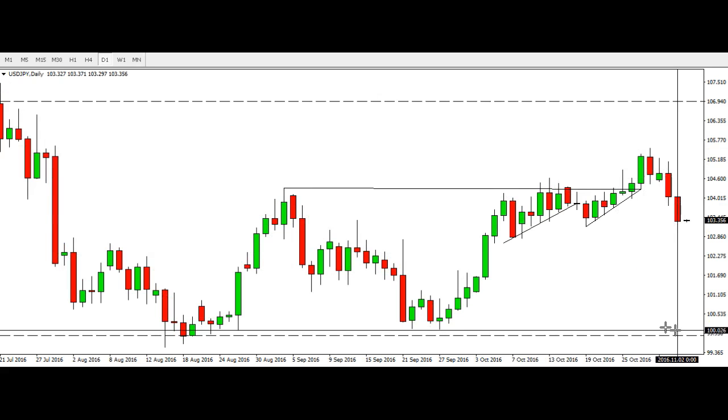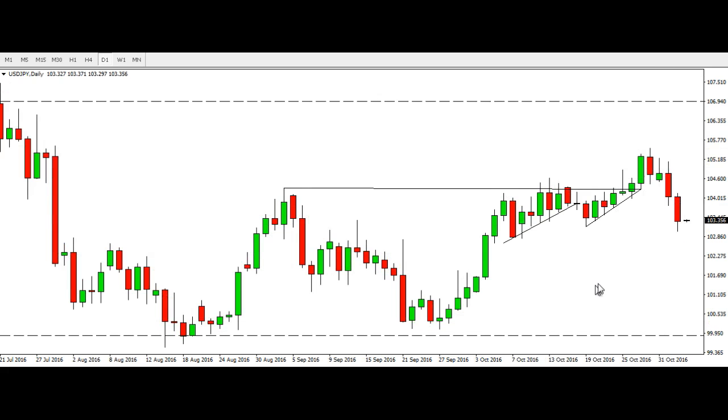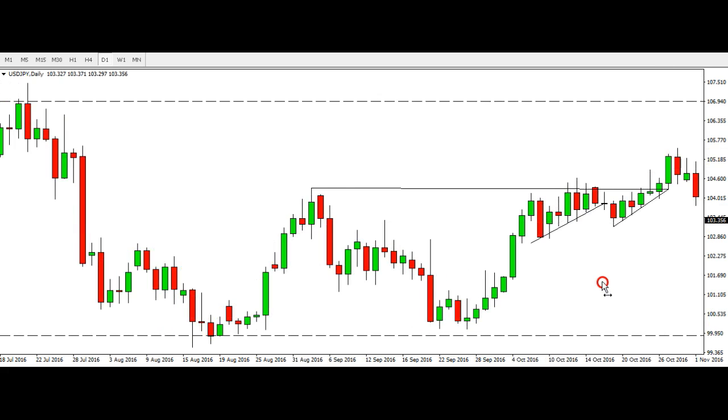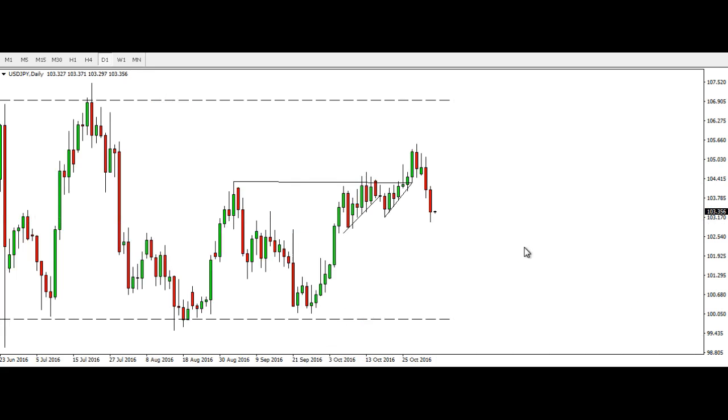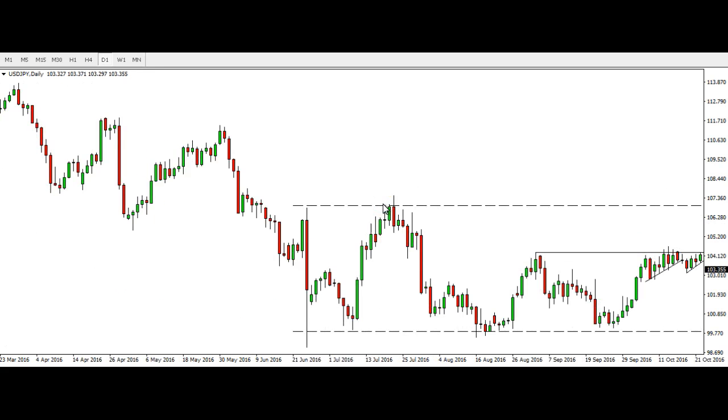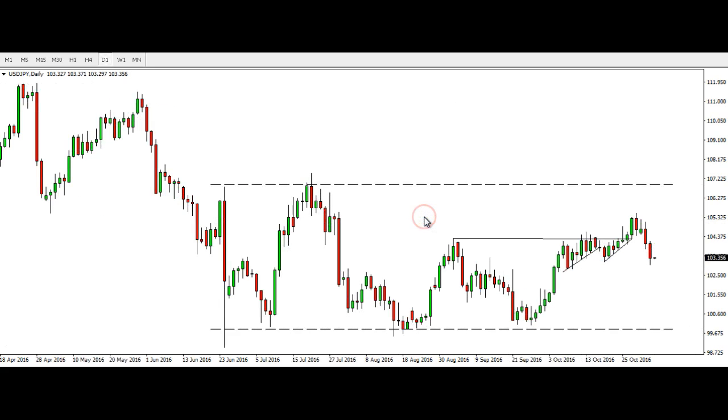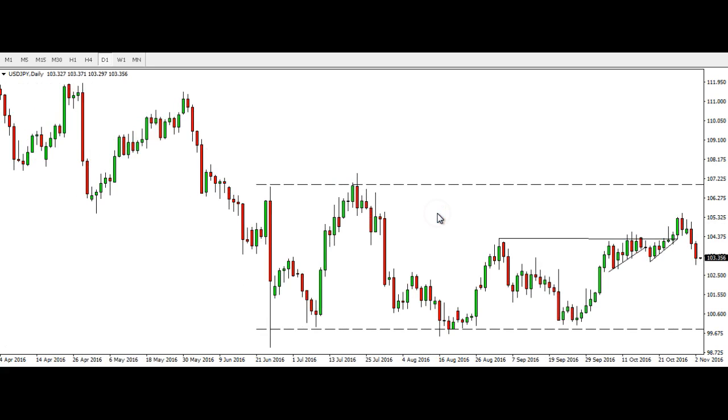So at this point, the target is again down here at 100. Doesn't mean the market will reach it. However, that's what the charts are telling us right now. So yeah, that was an example of dollar yen since the Brexit vote on how to use candlesticks and how they work and sometimes fail in the forex market.